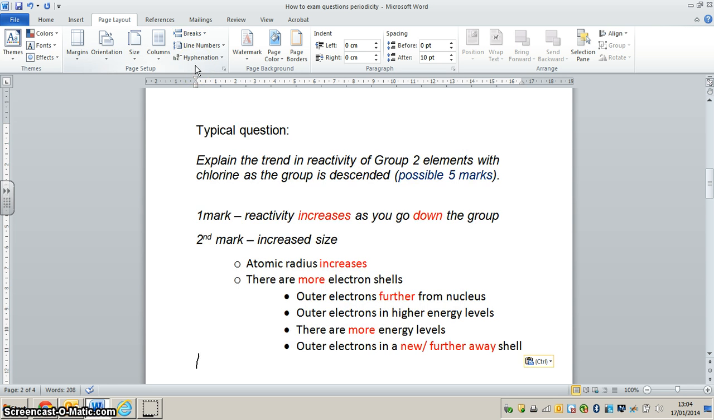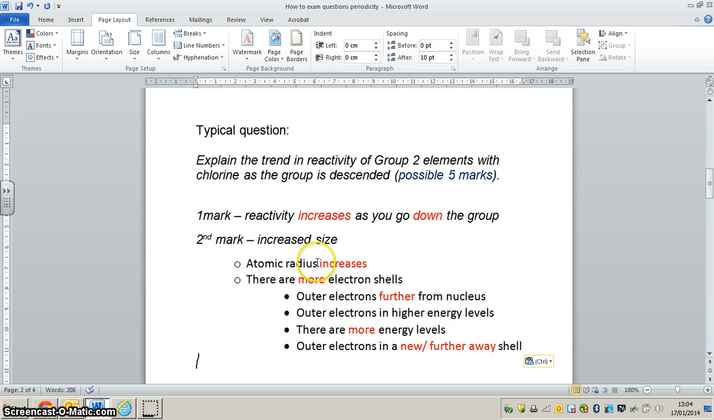Now our second marking point is about the increased size of the atoms of the elements as you descend the group. So we could say that the atomic radius increases, or we could say as you descend the group there are more electron shells. This can be further broken down to an alternative sentence which says the outer electrons are further from the nucleus, or the outer electrons are in higher energy levels. There are more energy levels, or more vaguely, outer electrons in a new, further away shell.